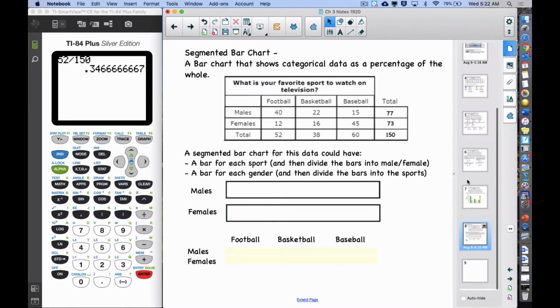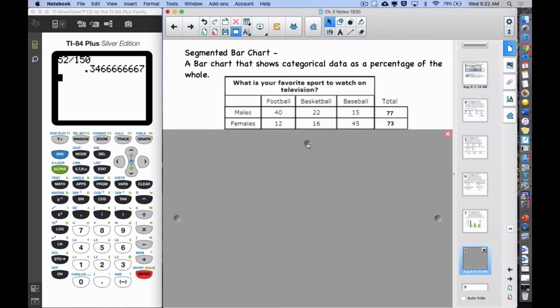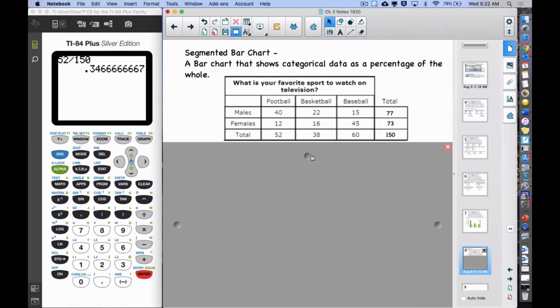The last one we're going to look at in this video is a segmented bar chart. A segmented bar chart is one that shows categorical data most often as a percentage of the whole. I will show you a couple questions I've come across where they did it with counts instead of percentages, but that's much less likely.